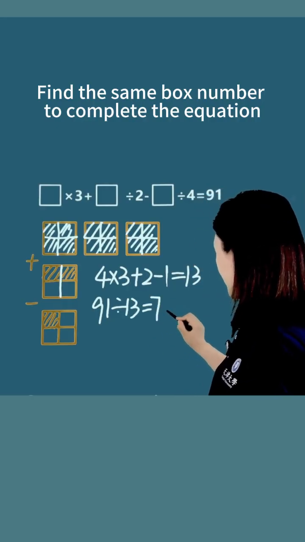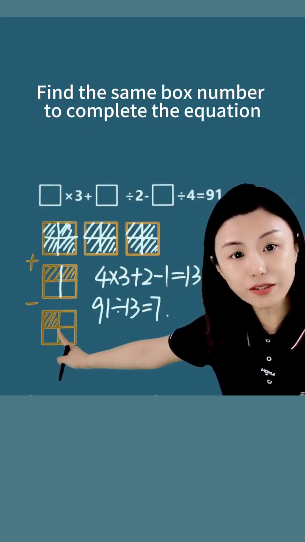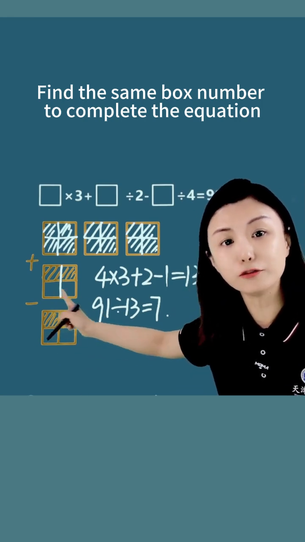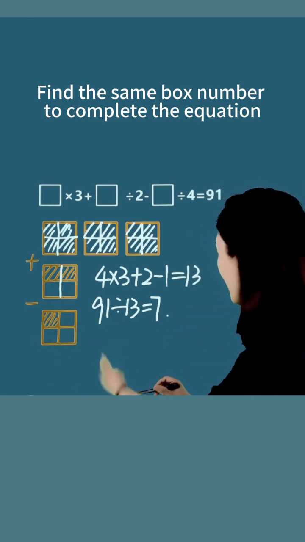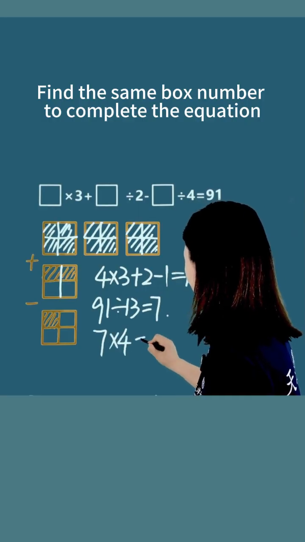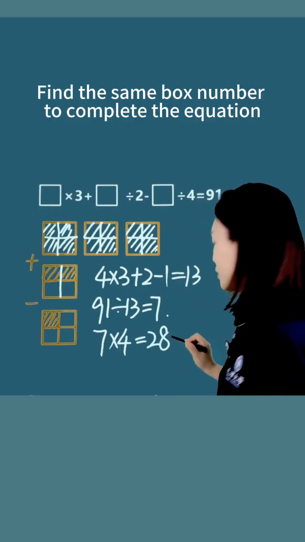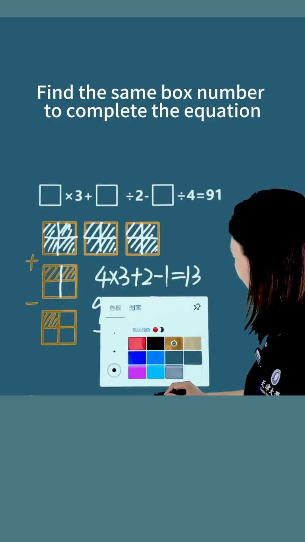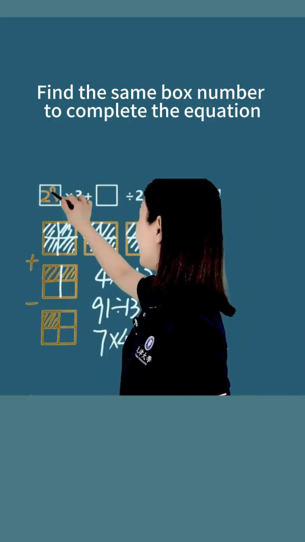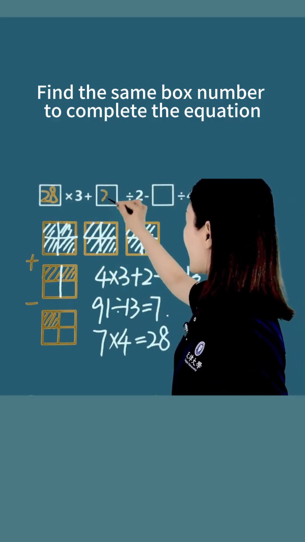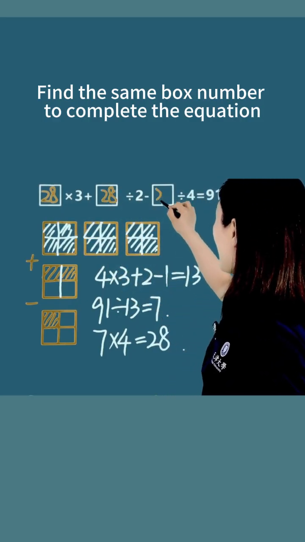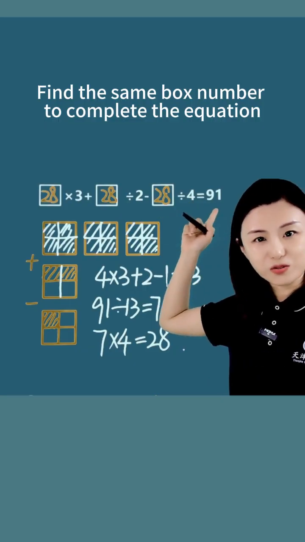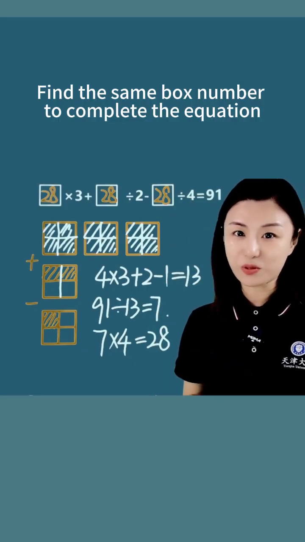Now that we've found the area of one shaded part, if you want to find the area of the whole rectangle, how do you do it? You multiply 7 by 4. The whole rectangle is 4 times 7, which is 28. Easy to solve. So the number that should be filled in the rectangle is 28. If you check 28 times 3 plus 28 divided by 2, then minus 28 divided by 4, in the end it equals 91. Have you learned how to solve this problem?